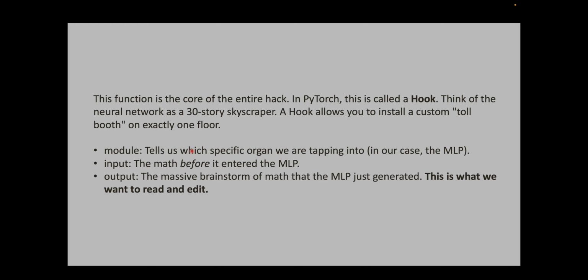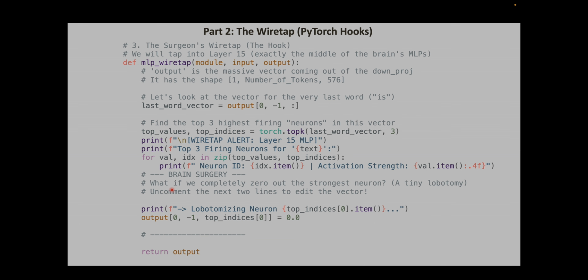Module tells which specific organ we are tapping into, in our case, the MLP. Input is the math before it entered the MLP. Output is the massive brainstorm of math that the MLP just generated. This is what we want to read and edit. So the output is what we are interested in. You can see we're doing something with the output here. You can see that, right?